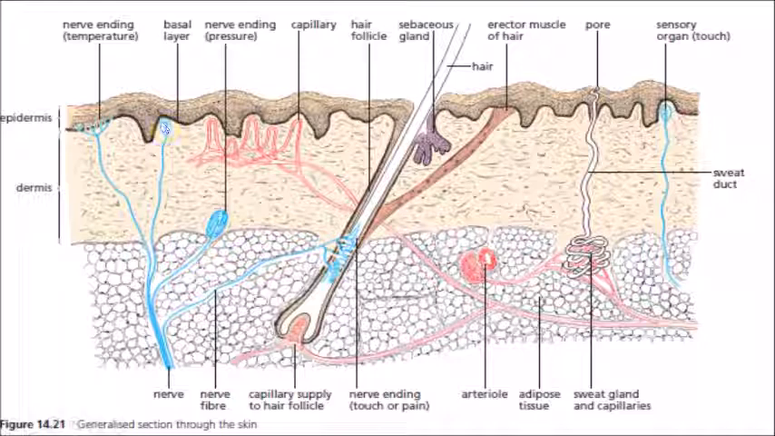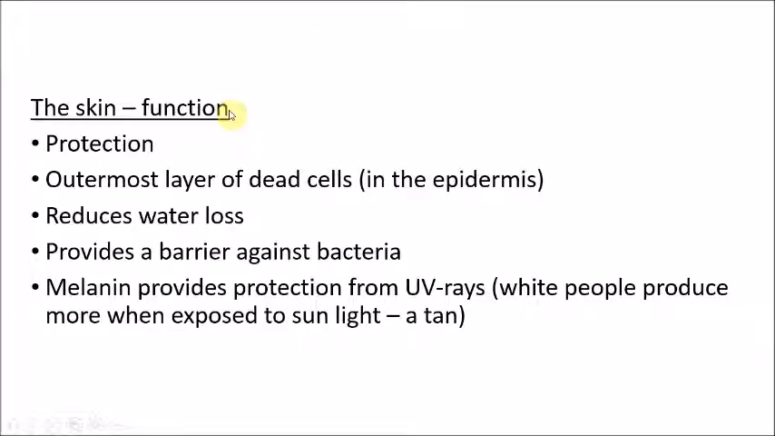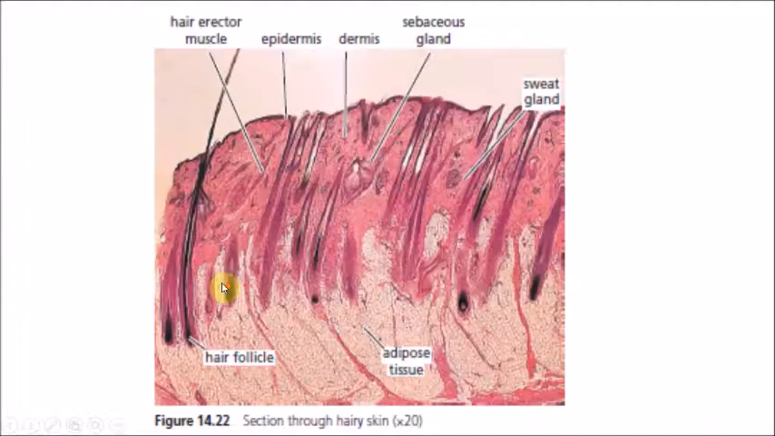Now this substance is a black pigment, and the more of it you have, the darker your skin pigment will be. Now the function of the skin, it has a few functions. First of all, protection. The outermost layer is dead cells, and it protects bacteria from getting in. So it's a barrier against bacteria. It stops the loss of water, and the melanin provides protection from UV rays. So the skin's got quite a few functions.